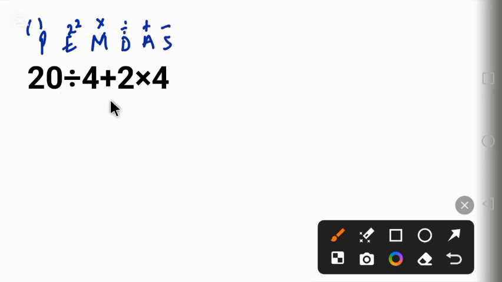Looking at this equation, we can see division from the left. Division, we are going to do the division first. Now, 20 divided by 4 will give us 5. We have a new equation which is 5 plus 2 times 4.